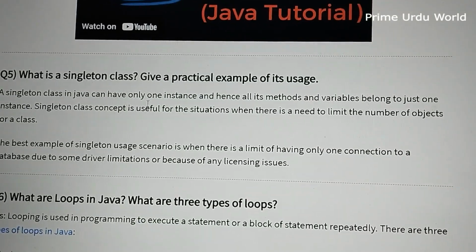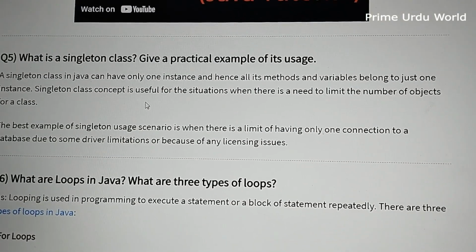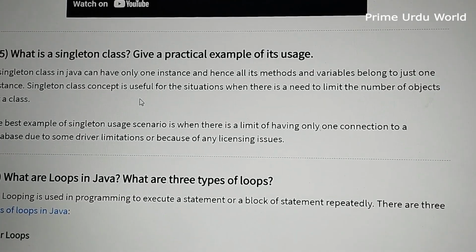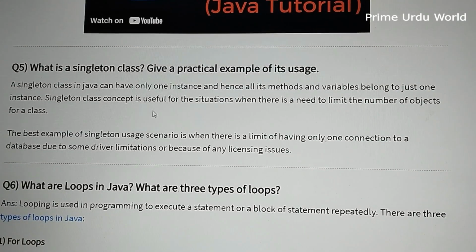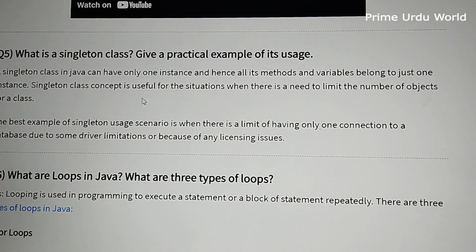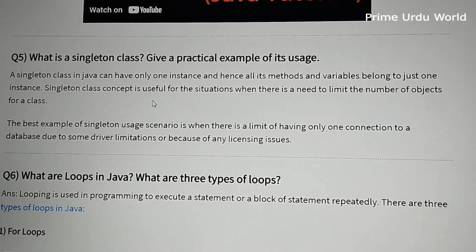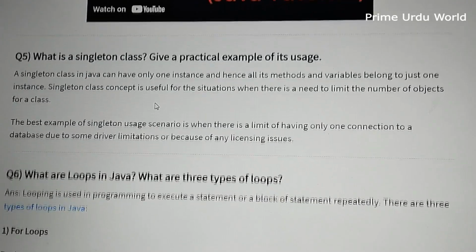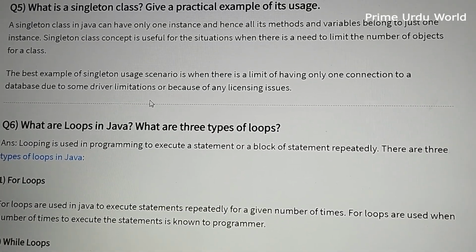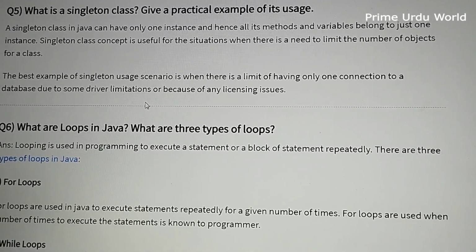What is a singleton class? Give some practical examples. A singleton class in Java is a class that has only one object in the whole application. The singleton class concept is useful in situations when there is a need to limit the number of objects of a class. The best example of a singleton class is having only one connection to the database. Let's say there are multiple connections open to the database.